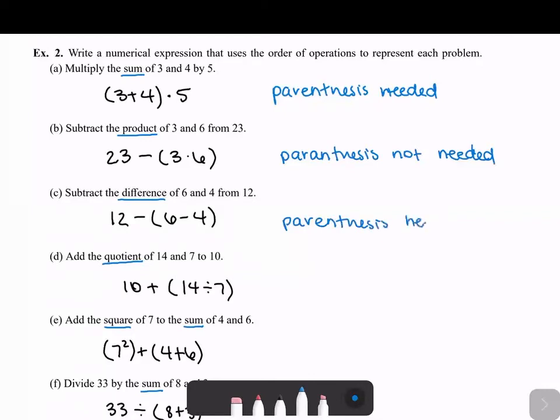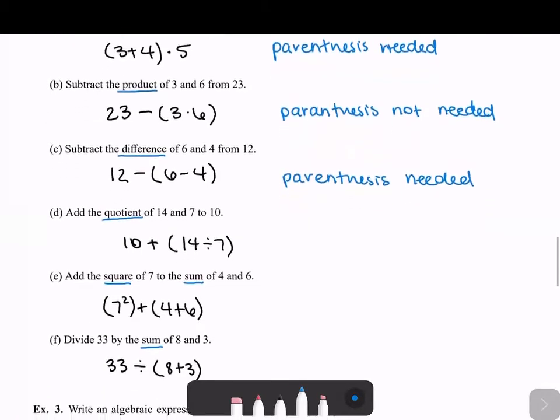And this comes from, we talked about it earlier, that subtraction is not associative, meaning that we need to have parentheses over what we want to do first, because if we did 12 minus 6, that's 6, minus 4 is 2, versus this is trying to get us an answer of 10. So parentheses are needed because subtraction is not associative.